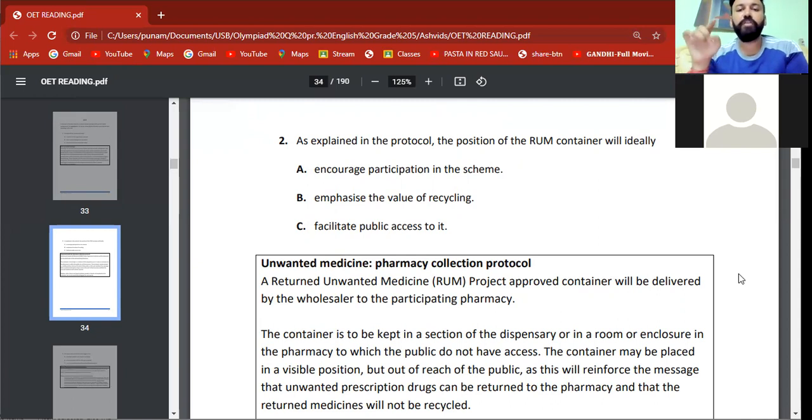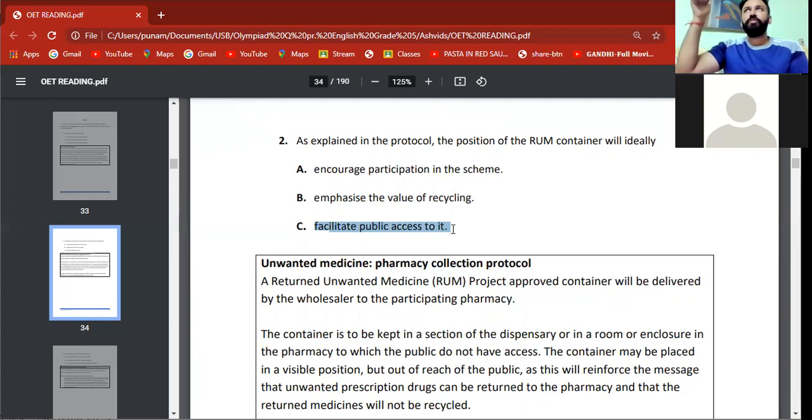First, encourage participation in the scheme. So what's going to be the keyword this time? Encourage participation. Very good. Second, emphasize the value of recycling. So second, what is it going to be? Recycling. Okay. Next, facilitate public access. So third is public access. So let me think in my mind again.